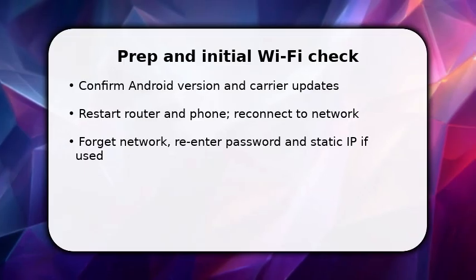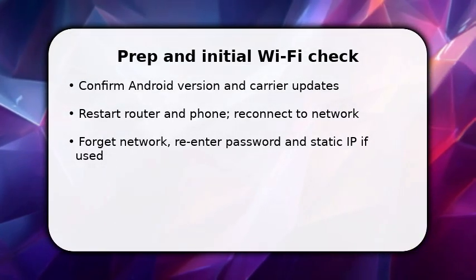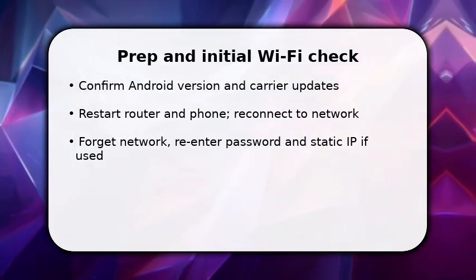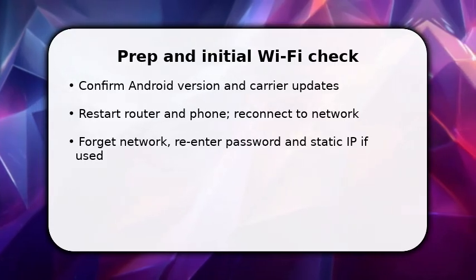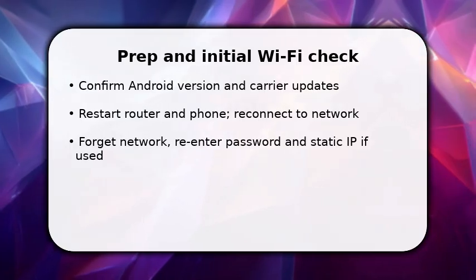You start by confirming essential prerequisites. Check Android version and any pending carrier or system updates because outdated builds cause instability. Once done, restart both the router and your phone to clear transient errors. This often fixes brief dropouts.